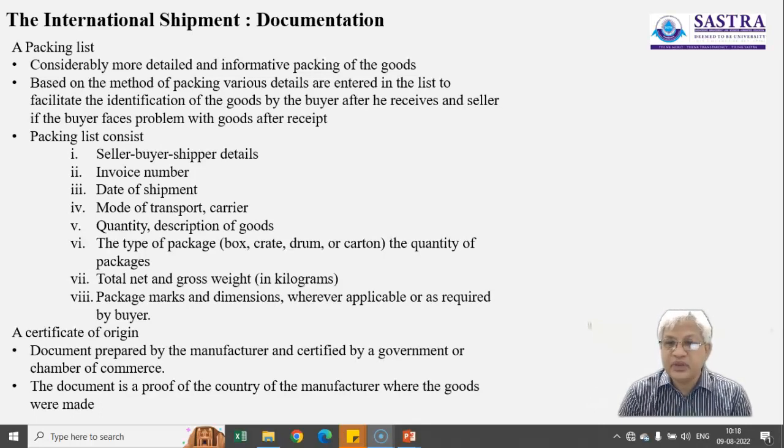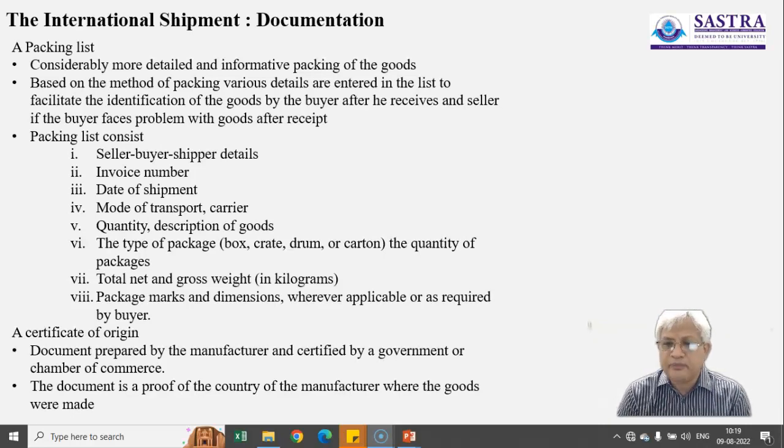But a packing list is required by the banks, it is required by the customs, and very important, it is required by the buyer. Because the packing list actually consists of details of how the goods, in what variety, in how much quantity, in each of the package units is being packed. Normally, trade in international markets is in big volumes.